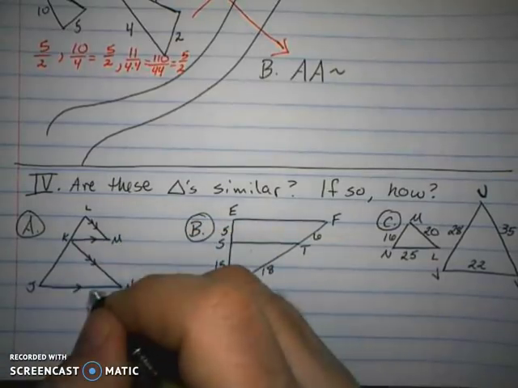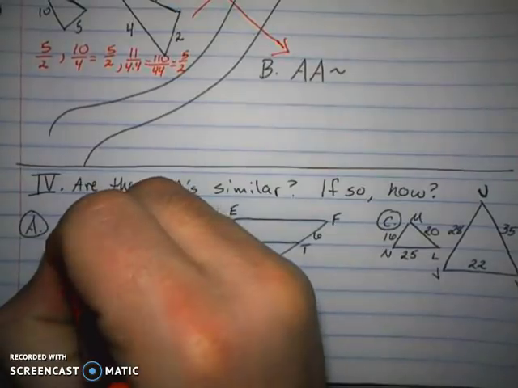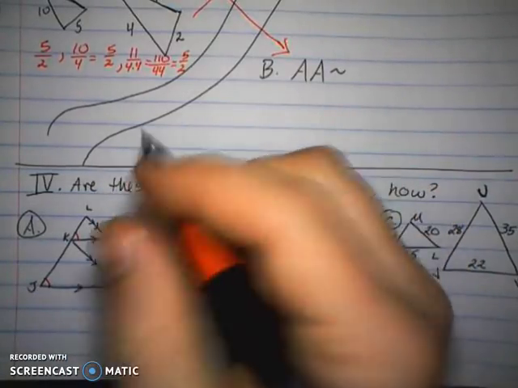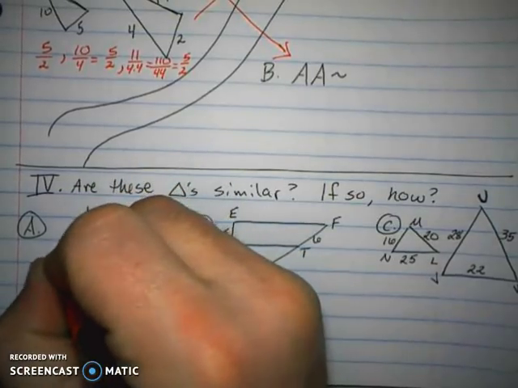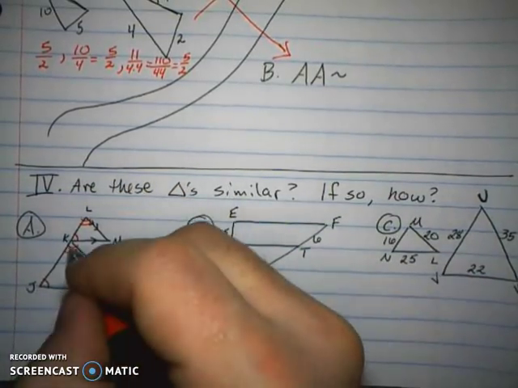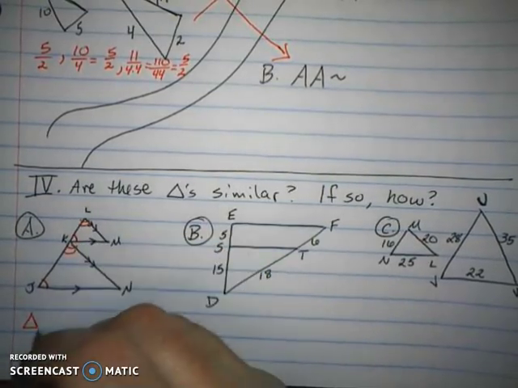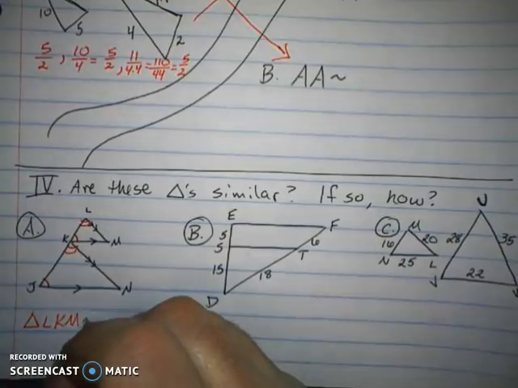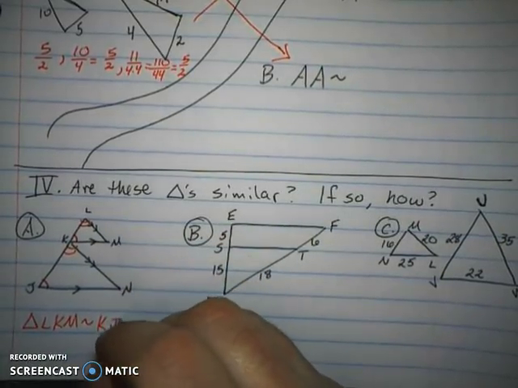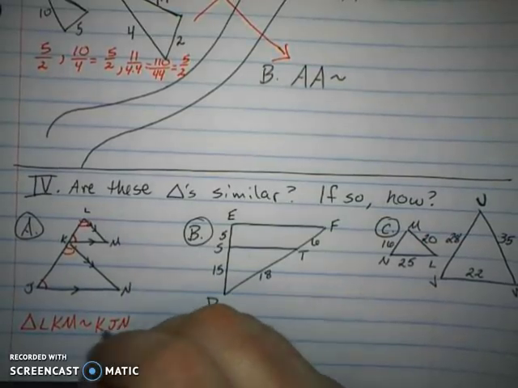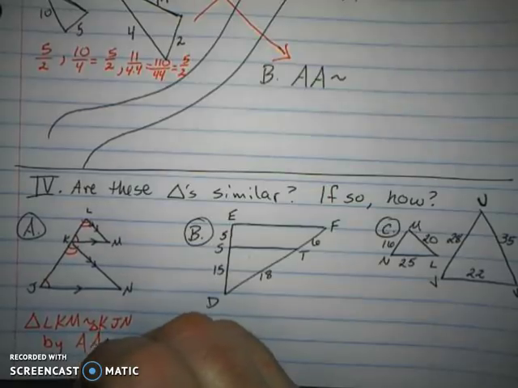If these lines are parallel, corresponding angles at J and K are congruent. And if these lines are parallel, corresponding angles at L and K are congruent. So I do have angle-angle similarity. Triangle LKM is similar to triangle KJN. So we're trying this out by angle similarity.